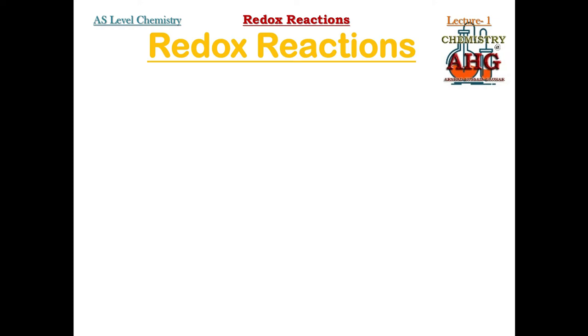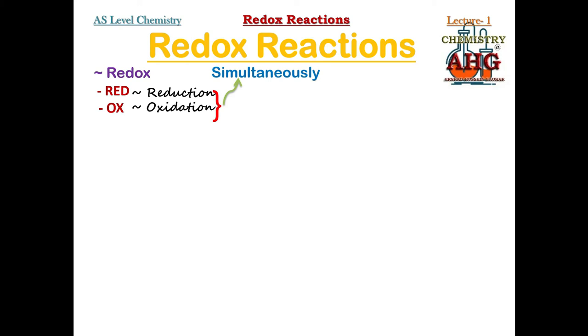Okay, let's start. First of all, you must know what a redox reaction is. Redox reaction is a combination of red and ox. Red for reduction and ox for oxidation. So what is a redox reaction? A redox reaction is a chemical reaction in which both reduction and oxidation take place simultaneously. Whenever reduction and oxidation take place simultaneously, this type of reaction is known as a redox reaction.